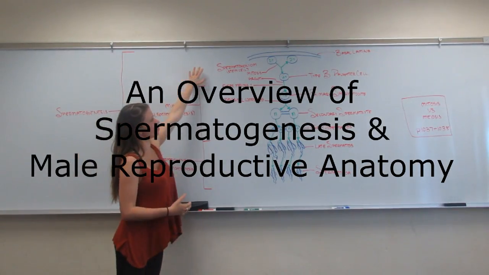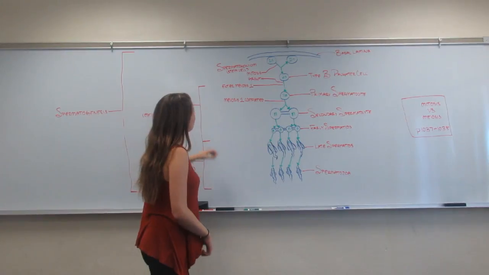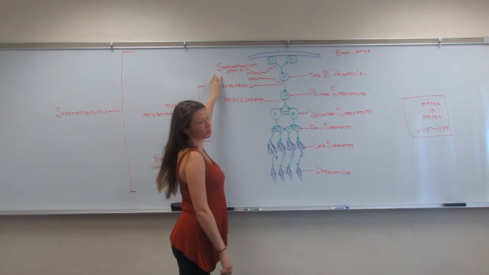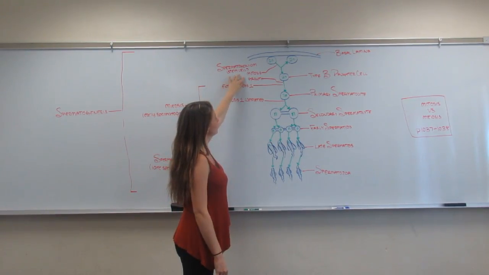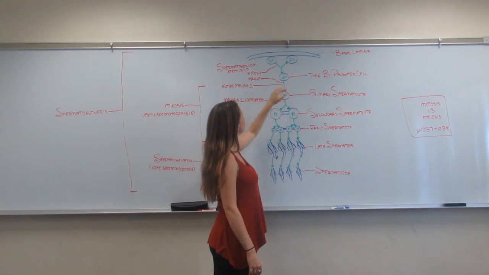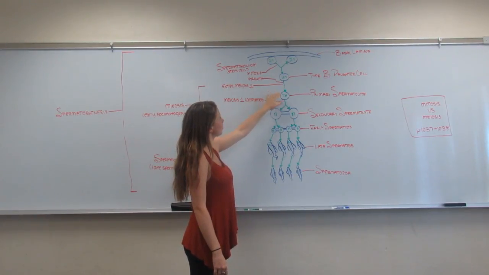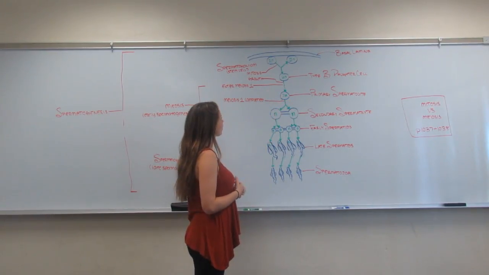Okay, so this is spermatogenesis. It's the process of sperm formation. It starts with the spermatogonium, a stem cell, and it enters mitosis, where it becomes a type B daughter cell. Then it grows a little bit, enters meiosis 1, and becomes a primary spermatocyte.